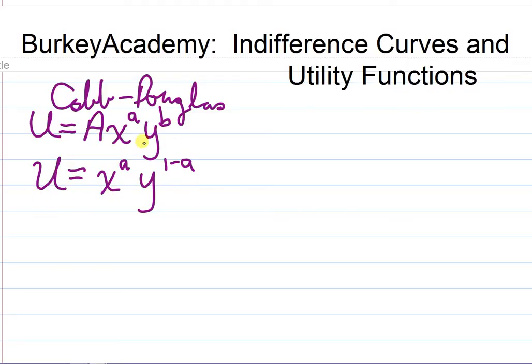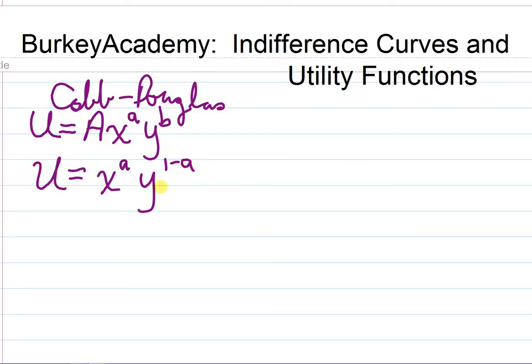Usually in my classes I'll use something a little more general, because this more general Cobb-Douglas function, A times x to the a times y to the b, carries over into discussions of production functions using Cobb-Douglas very well. But for utility, you can get away with something like this, and it does just as well.